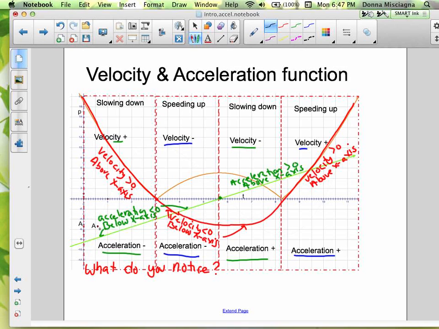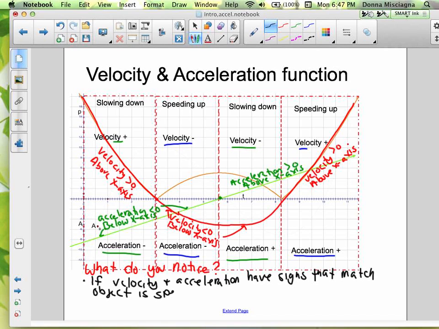So if velocity and acceleration have signs that match, the object is speeding up.